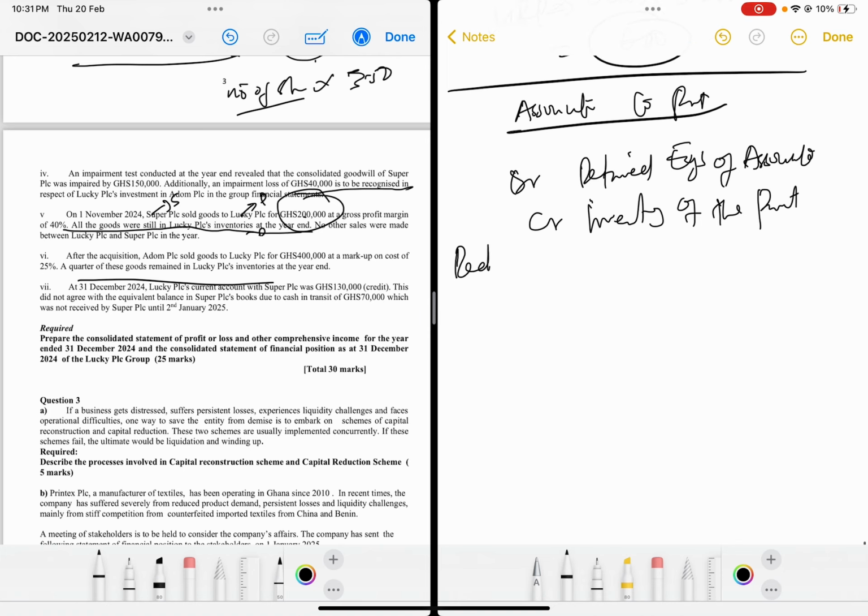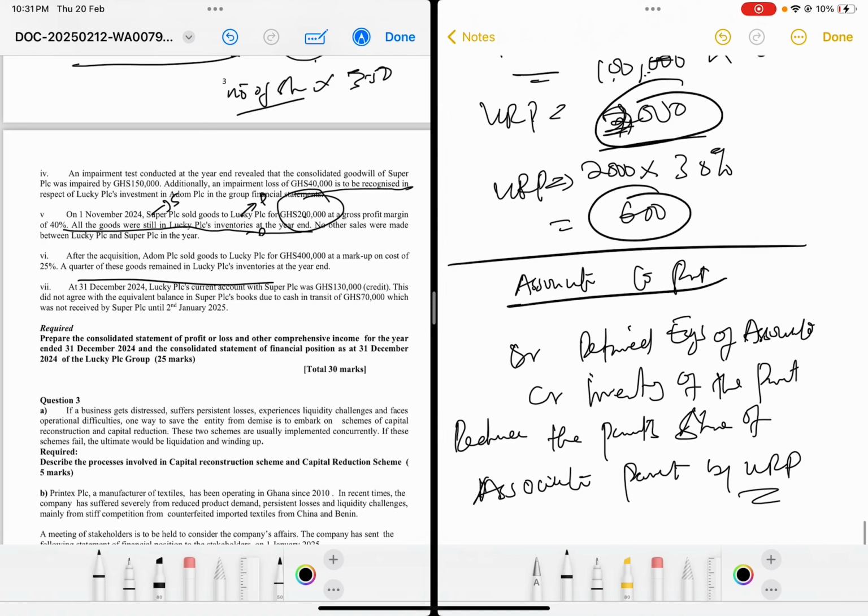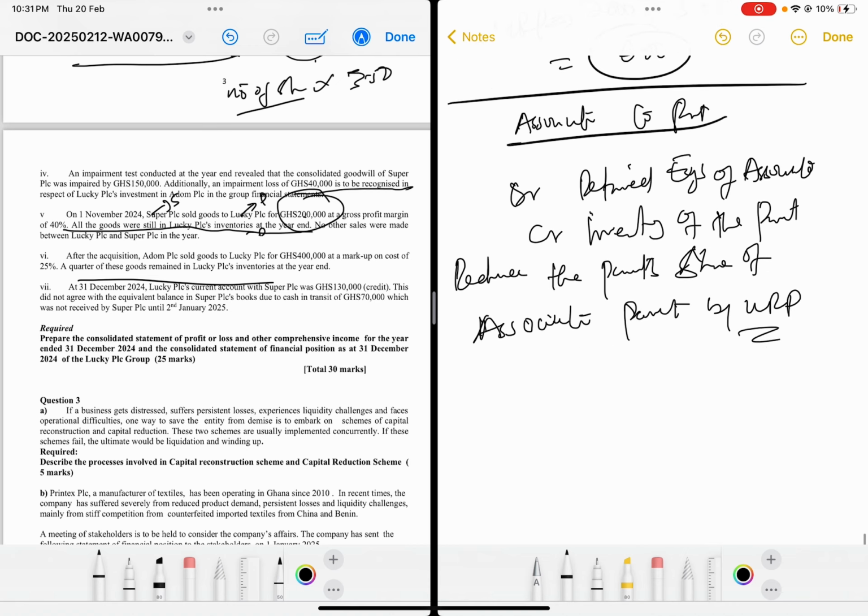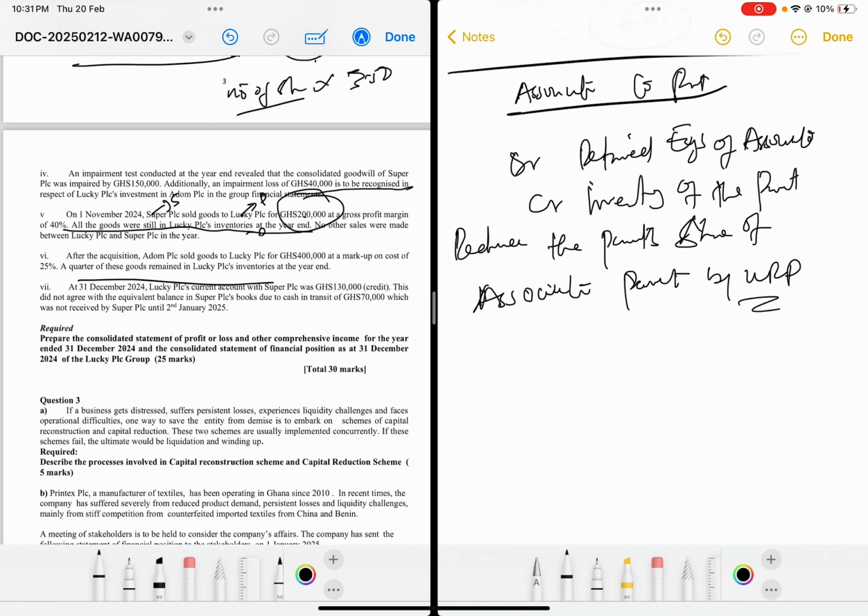Then the last one is for you to reduce the parent share of the associate's profit. Parent share of associate profit by the unrealized profit as well. And taking note that this unrealized profit is not the full amount, it's just the parent's share of the unrealized profit. So basically that's the entry.